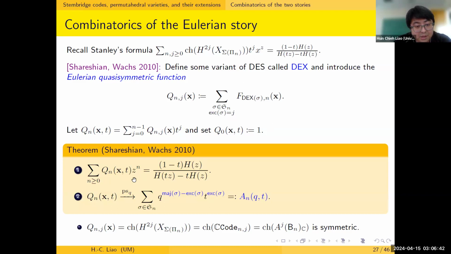They show that if you sum up all the Q n,j with t to the j, the generating function of these has a closed formula. This implies that this symmetric function is actually equal to the forbidden characteristic of all of these. So it is a symmetric function, although it is a sum of fundamental quasisymmetric functions. They also show that the principal specialization of this Q n symmetric function gives the q-analog of the Eulerian polynomial, where q is represented by major index and minor exceedance. We denote it as A n,q(t).